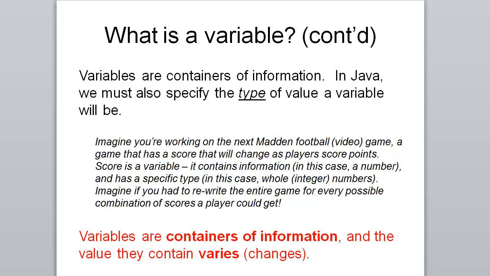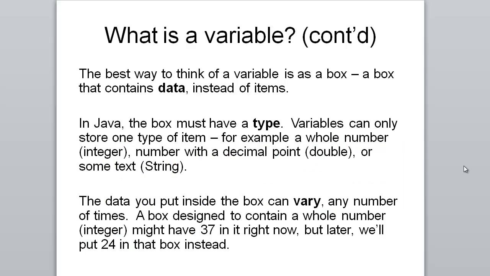But with Java, it's a little picky about what type of information you put in the container. You have to tell it, whenever you create a container, what kind of information is going to be stored in it. Otherwise, you could get errors. The best way to think about variables is to imagine them as boxes in memory, and each box can contain different information. Whenever you create a box, you need to tell it what kind of information is inside that box. Right now we're going to start off with three basic types: whole numbers, decimal point numbers, and text.